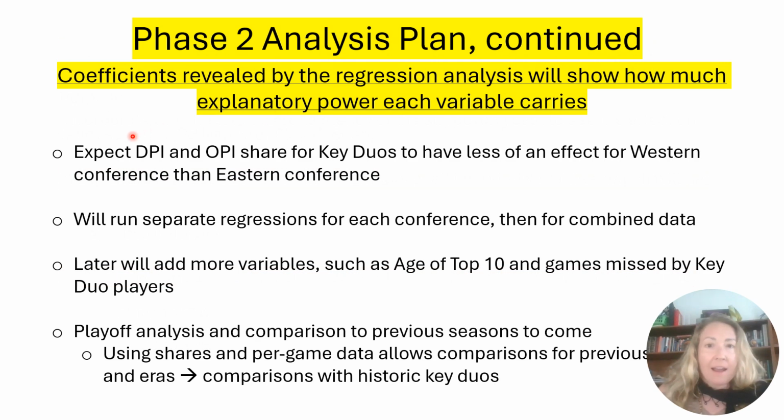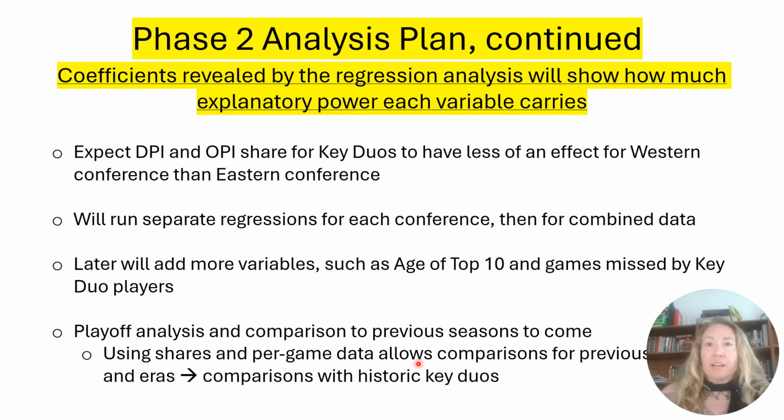So, continued, we already talked about how the key duos will prove to have less of an effect for the Western Conference. And later, when I add more variables, because we can add as many as we want with multivariate regression, one that I'm interested in is the age of the top 10. Now, will the age of the top 10 have a negative or positive effect on the regular season record? Remains to be seen. Also, I'll add how many games were missed by key duo players. That will pretty obviously have a negative impact, but it's a matter of how much. That's what this regression analysis is going to tell us.